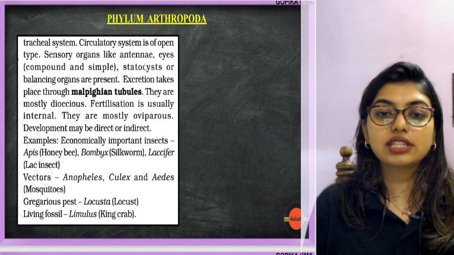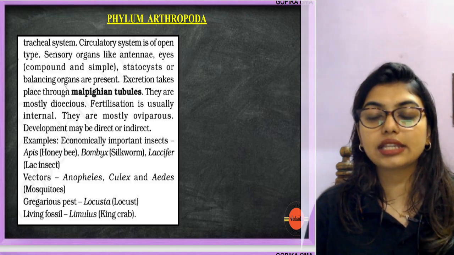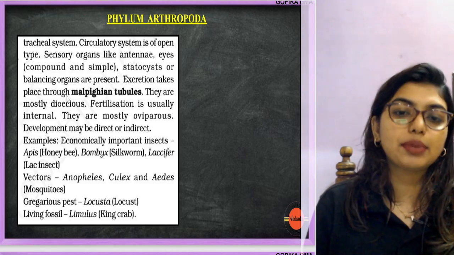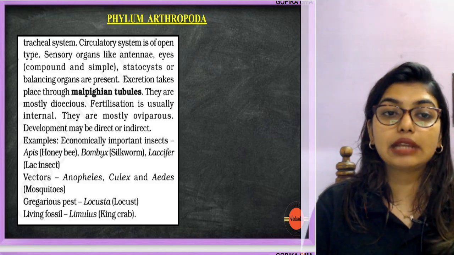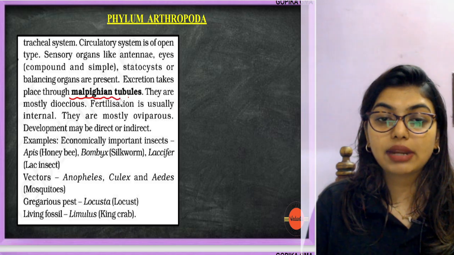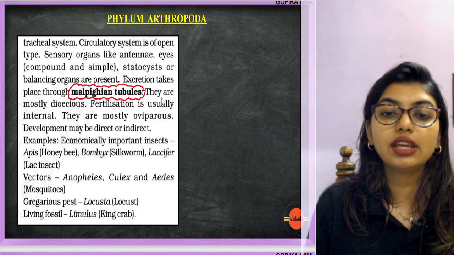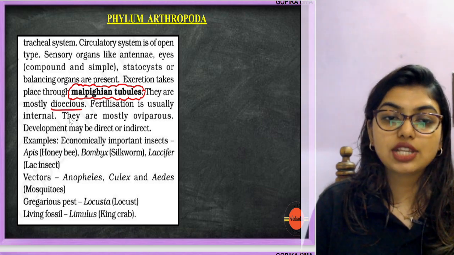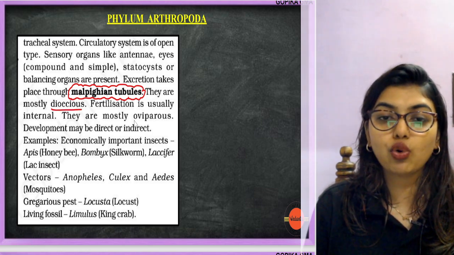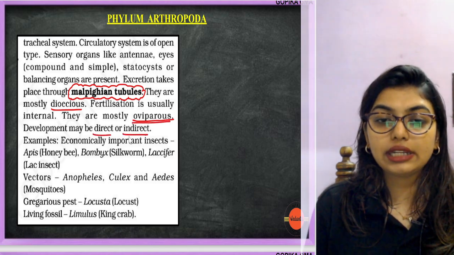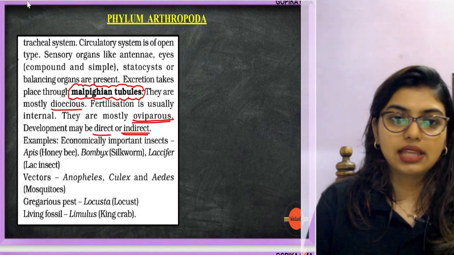Now sensory organs, they have antenna, eyes, compound or simple eyes, and statocyst or balancing organs are present in them. Excretion may take place with the help of Malpighian tubules. Very important. They are mostly dioecious. Fertilization is usually purely internal. They are mostly oviparous. Development may be direct or indirect. They lay eggs, students.